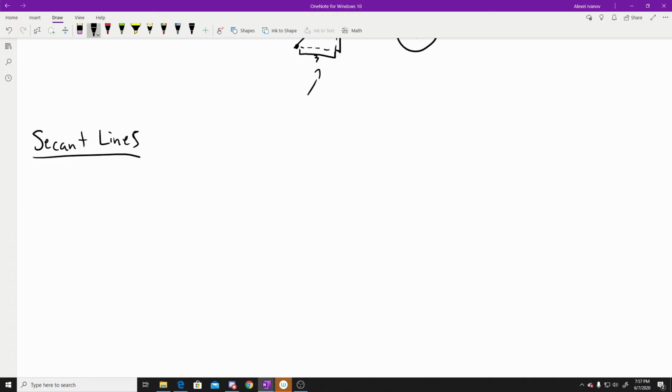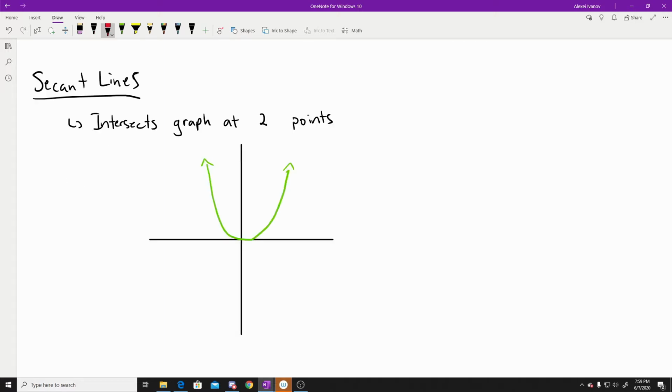We're going to start off with secant lines, and if you don't know what a secant line is yet, it's basically just a line that goes through a curve and intersects it at exactly 2 points. To give a quick visual example, let's say we have a graph such as this, and let's call this function right here in green y equals f of x. A secant line, like the definition states, will intersect the graph at exactly 2 points. If we draw a line like this, we can see that it will have 2 points of intersection with the graph, one here and one here.